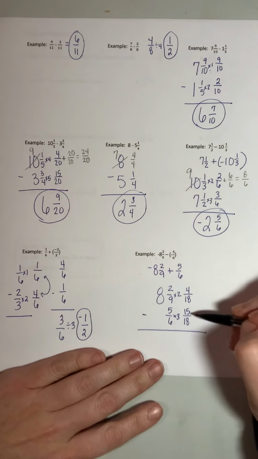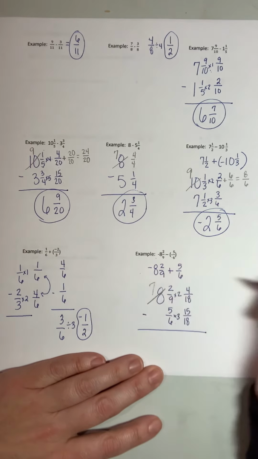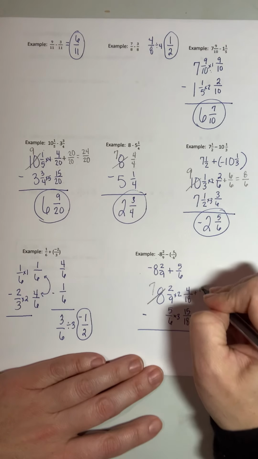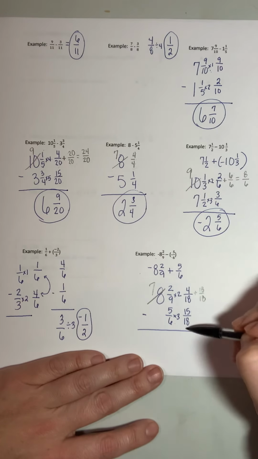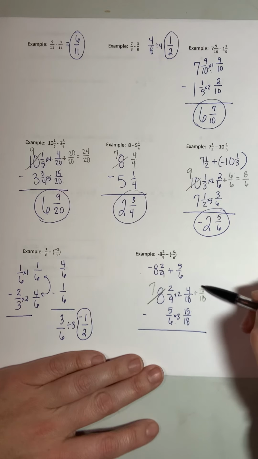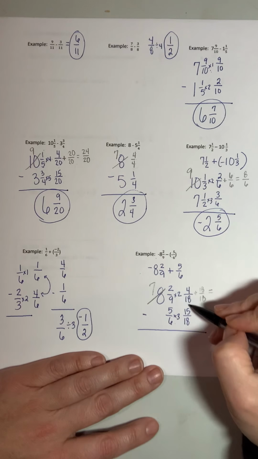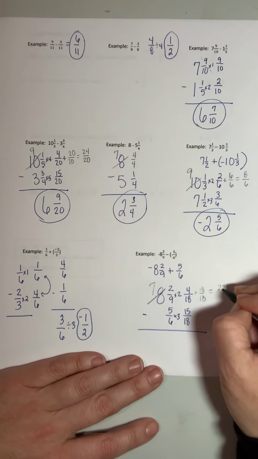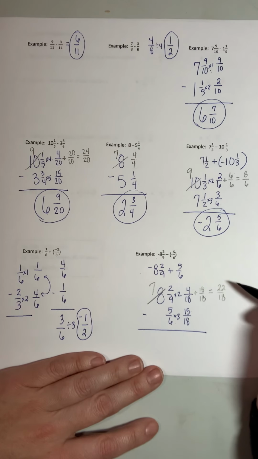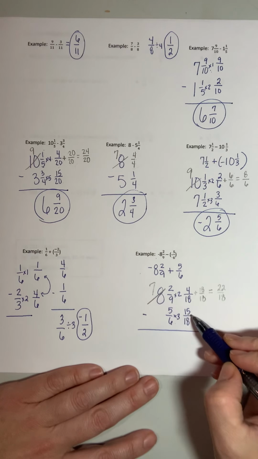Okay, you can't take 15 away from 4, so you have to borrow. This time we're going to borrow 18/18 because I want to keep the same denominator. This has to be the same number because 18 divided by 18 is 1, and that's the one that we borrowed. I had 4/18. I'm borrowing 18/18. That's a total of 22/18. Now I can use that for subtraction.